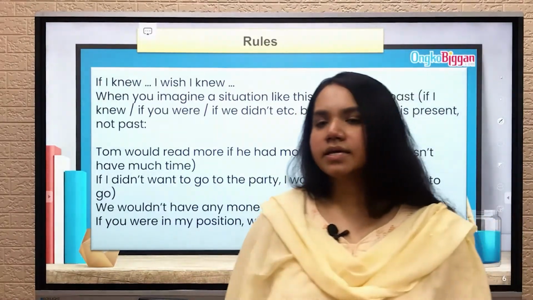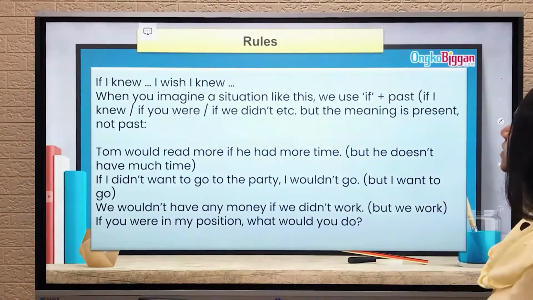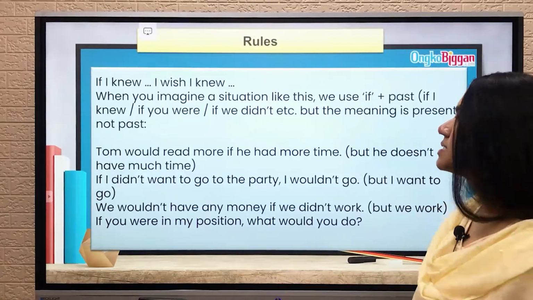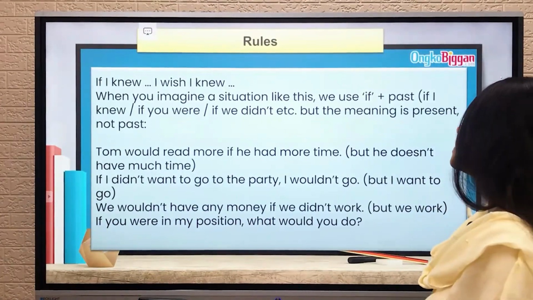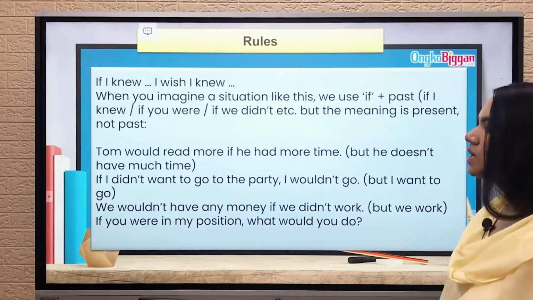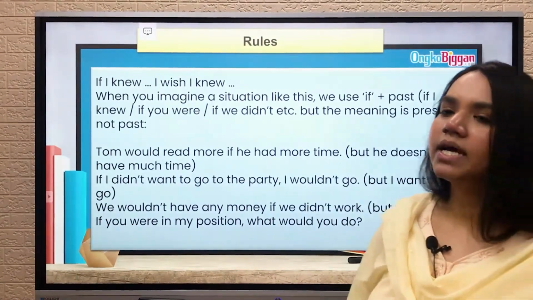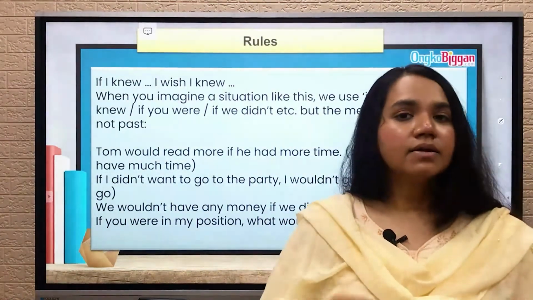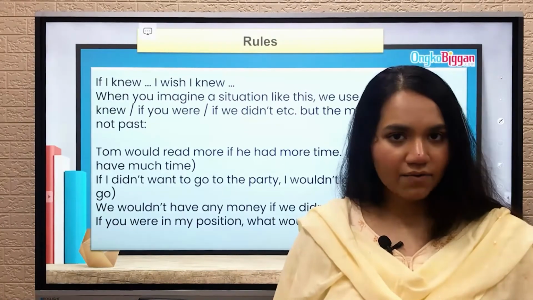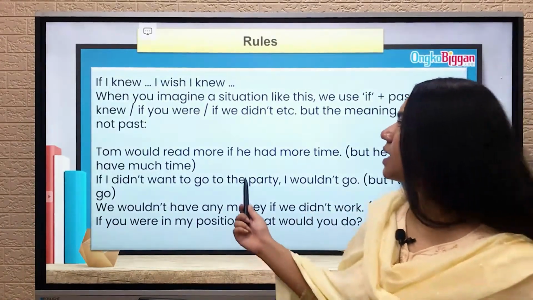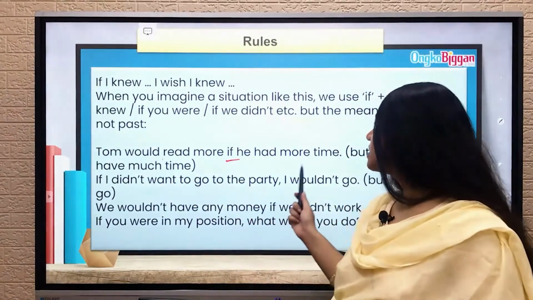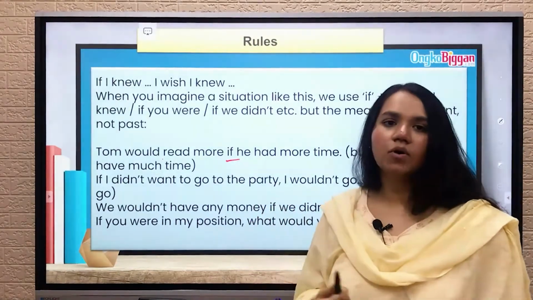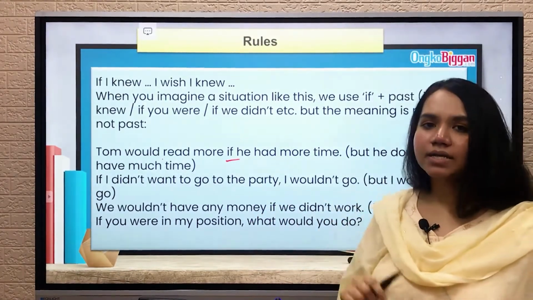But in this case, what we are trying to say is that whenever the meaning is present and not past. Example: Tom would read more if he had more time. So in this case, you are not trying to say that in the past Tom did not have time or in the future Tom will not have time. Right now, in the present time, Tom is not having a lot of time. And for this reason, you can use if with our entire sentence, right? You can say Tom would read more if he had more time, meaning that right now he does not have that much time.